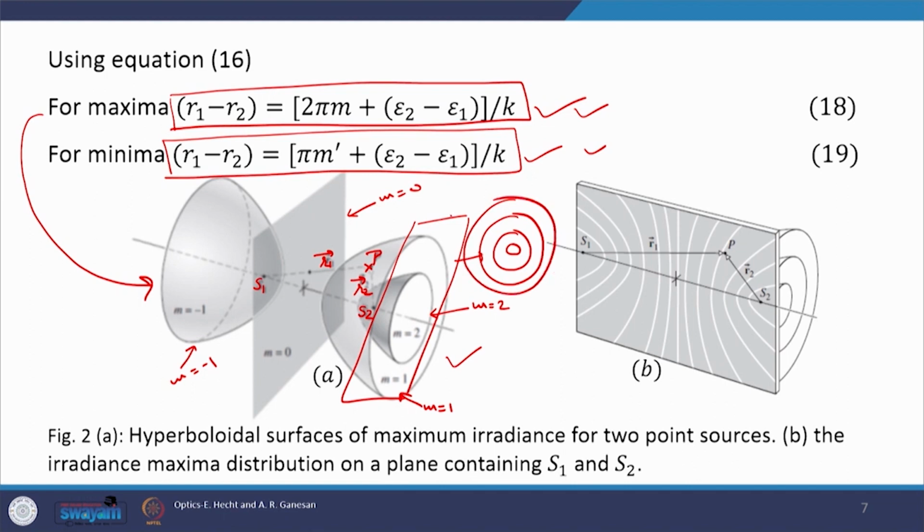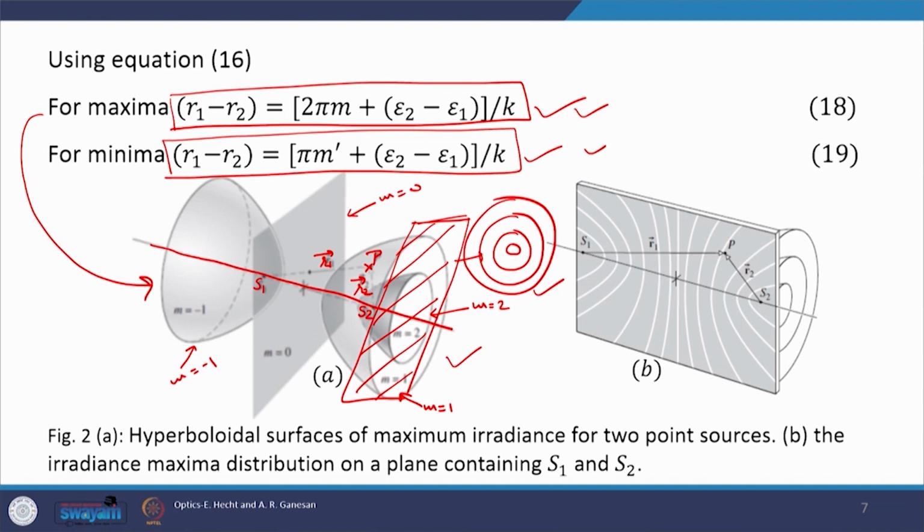What do I mean by cutting this hyperboloid of revolution? Cutting means if you place a screen which is perpendicular to the line joining the two sources S1 and S2. This is the line joining the two sources S1 and S2, and this screen is placed perpendicular to this line S1 S2. If we place a screen in this way, then at the screen we will get fringes which would look like this. The fringes would be concentric circles.